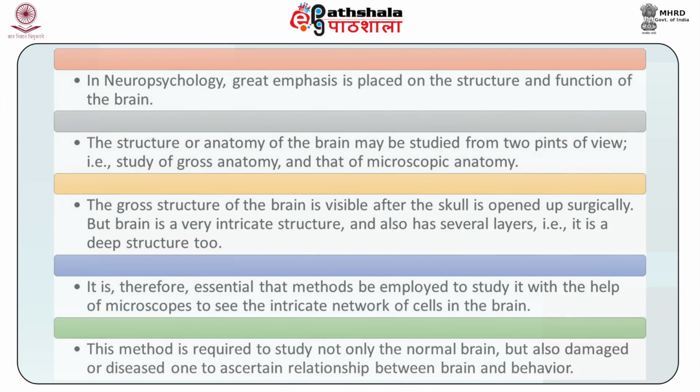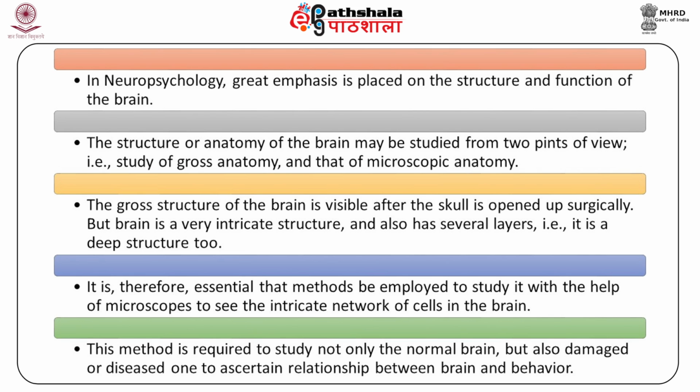Neuropsychology makes use of methods derived from several branches of science and psychology. Histology has been derived from chemistry, where it involves the study of cells and tissues. In neuropsychology, great emphasis is placed on the structure and function of the brain. The structure or anatomy of the brain may be studied from two points of view, that is, study of gross anatomy and that of microscopic anatomy.